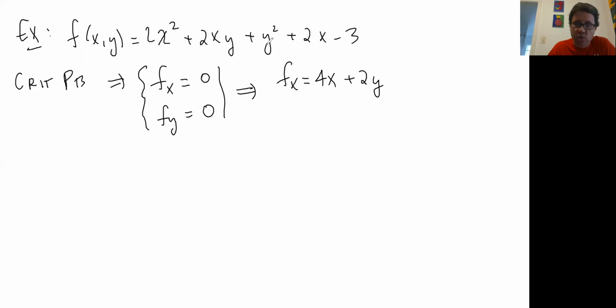And then I get 0 because y squared is constant, and then plus 2. And then fy, the 3 is 0, of course. If I do fy, then I get 0, 2x, 2y, and that's it. So there's my system of partials.